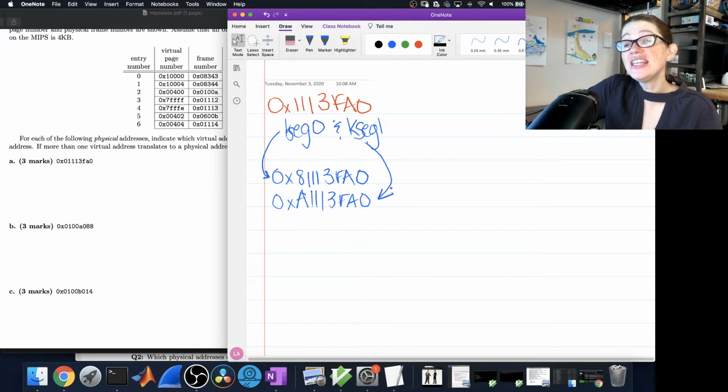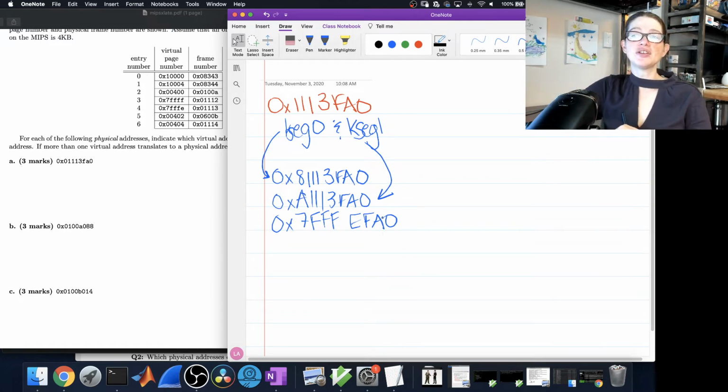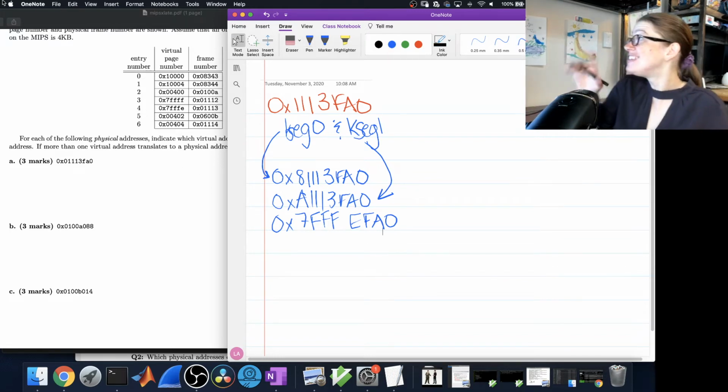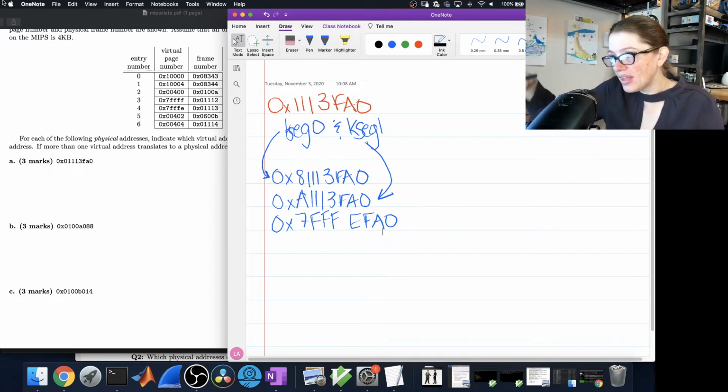The next question becomes, is there a user address that could have also translated to this? And we've got a page table here. We're going to do a reverse lookup. So instead of looking up the page number, we're actually going to look up the frame number. So our frame number here is 01113. And if I look up that frame, I actually find it, which means that we could also have come from the following user address. So all 3 of those virtual addresses could translate to this physical one. Remember, we're not asking which one did, we're saying what are all of the possibilities.